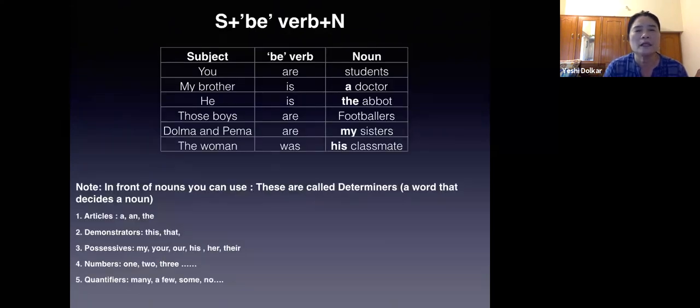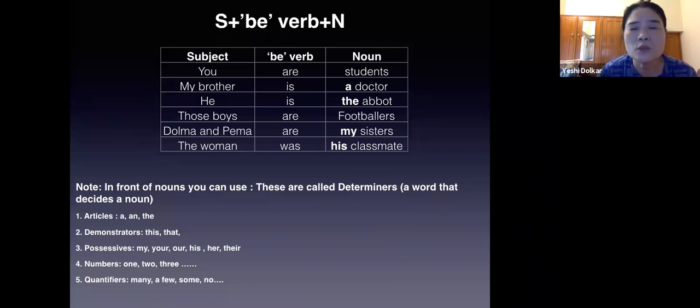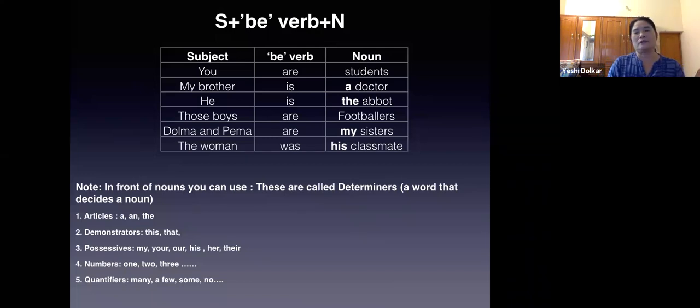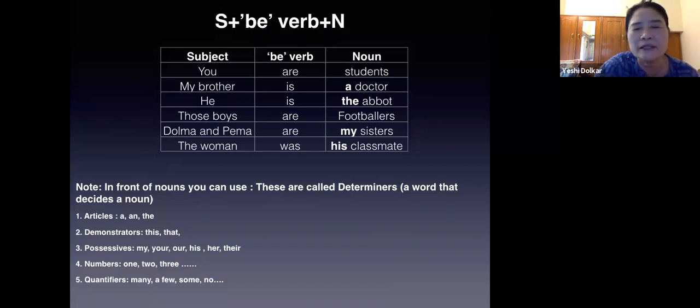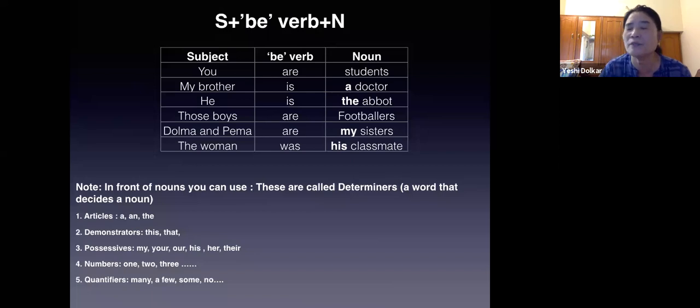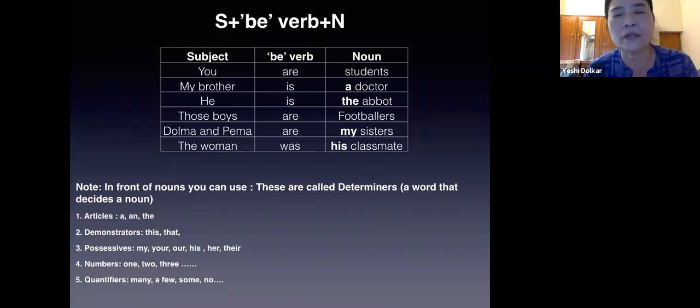All right, now this is when you put a noun, not an adjective. You have the subject, the verb, and then the noun. Adjective, please, no, because it's a noun. For example, you are students. Okay? You, subject. Are is the verb. This verb is a be verb. Students, now that's a noun. It's not an adjective. You see?